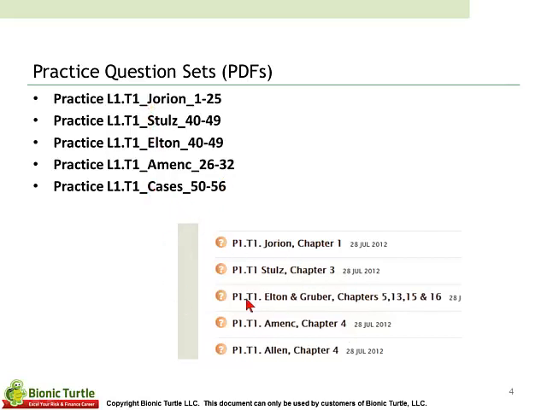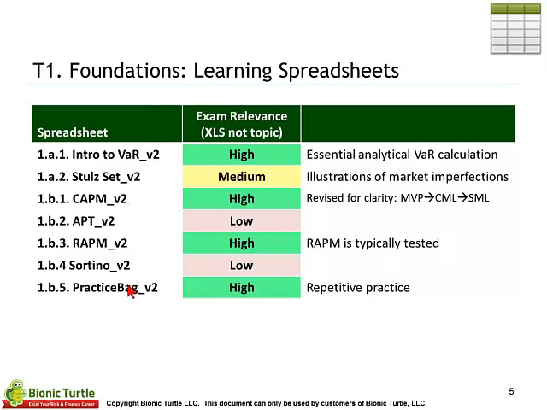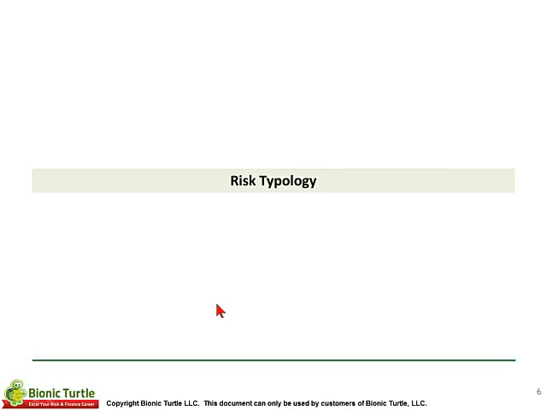So here's a snapshot in the study planner. Notice we've got this icon with the question mark. That indicates practice questions. These are each PDFs, freshly revised to incorporate some of the feedback and even some of the forum discussion in some cases. So I'm really happy with the updated quality of these. Notice we've got a question set for Jorion, Stulz, Elton, Amenc, and the cases. As before, we have learning spreadsheets associated with the Foundations topic. And then let's take a look at some of these key ideas.